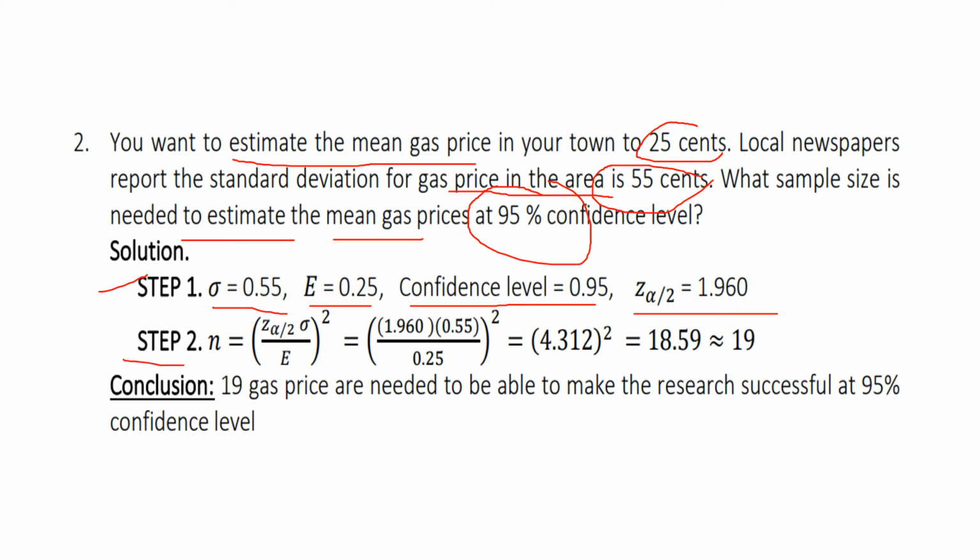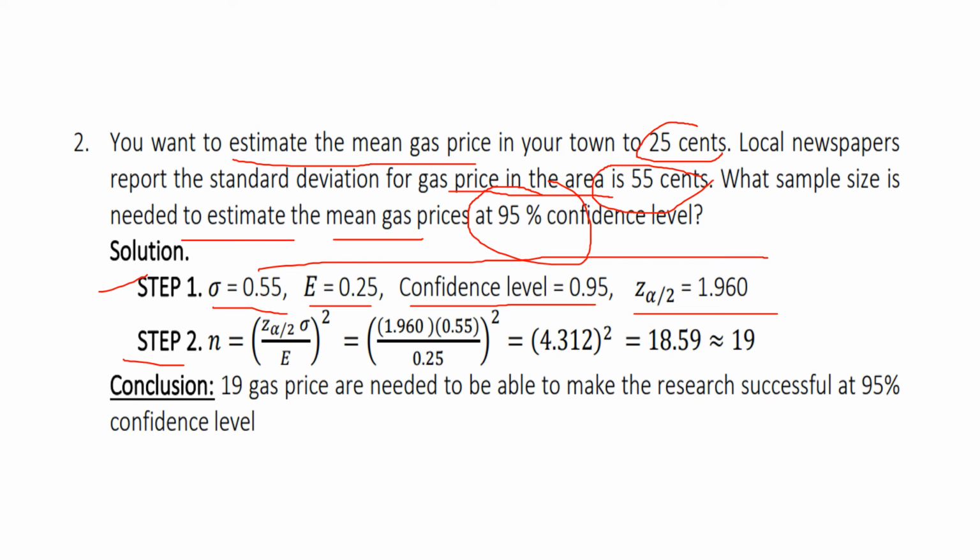For step number 2, we're going to substitute these given values into the formula, which is n equals C sub alpha over 2 multiplied by sigma over E, squared. So that will be equal to 1.96 multiplied by 0.55 over 0.25, squared. If we simplify this, that will be equal to 4.312 squared, or simply 18.59. Again, if the first decimal is 0.5 or greater, then it should be rounded up.